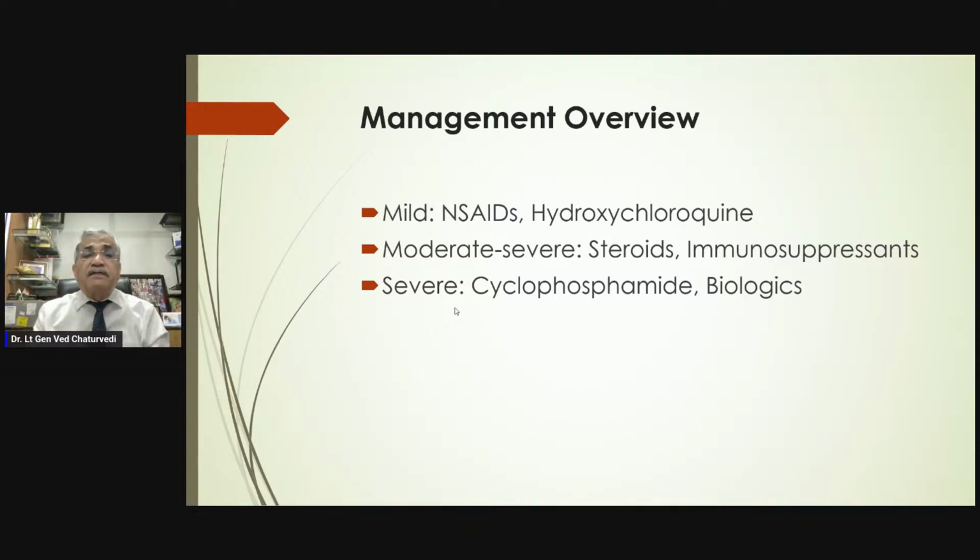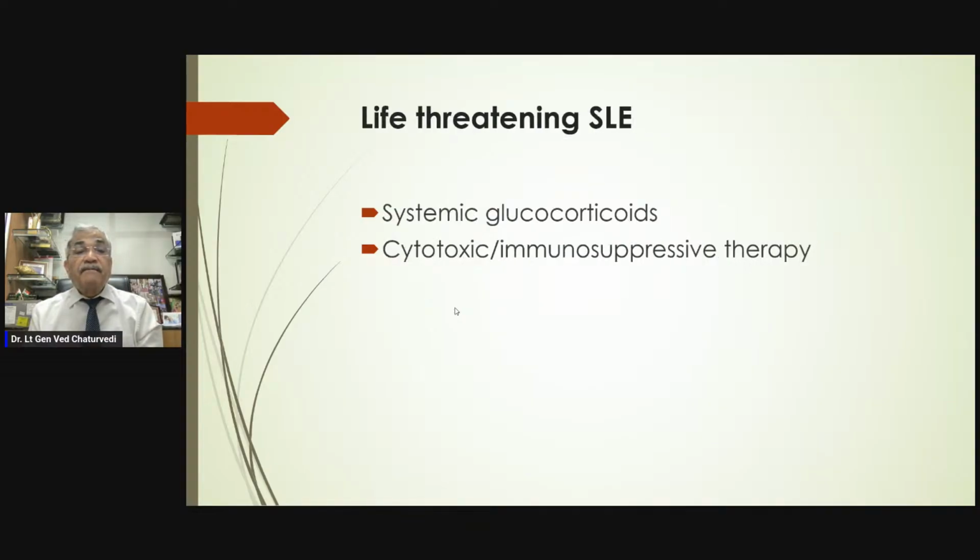The treatment is very simple. Treatment is hydroxychloroquine and NSAIDs for the swelling, and low dose steroid and immunosuppressant. If there is severe involvement, then drugs like cyclophosphamide and biologics are used, especially in involvement of the kidney and other vital organs. For life-threatening SLE, you have to use a high dose of steroid and a cytotoxic drug like cyclophosphamide and rituximab.